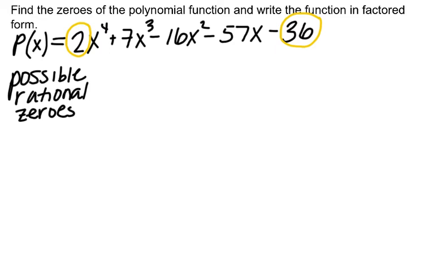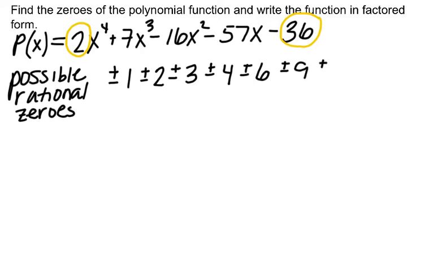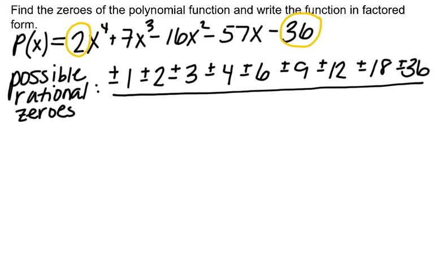So all the factors of 36, and there's quite a few: plus or minus 1, plus or minus 2, plus or minus 3, plus or minus 4, plus or minus 6, plus or minus 9, plus or minus 12, 18, and 36. Long list. All divided by the factors of 2, which would be plus or minus 1 and plus or minus 2. So the list of possible rational zeros for this function is quite long.